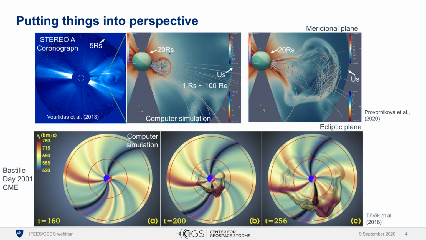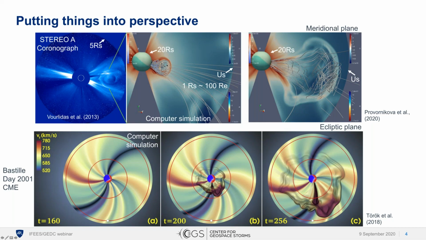So again, to put things into perspective, the distance from the center to out here is about 200 solar radii. At this scale, us, the planet, is about 20,000 times smaller than the size of this distance here. So it would be a dot. You wouldn't see this even here on this plot.